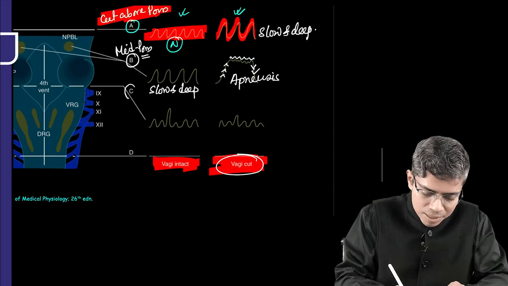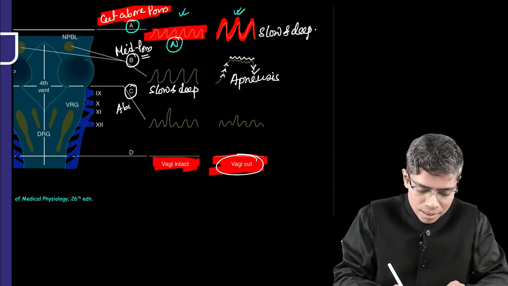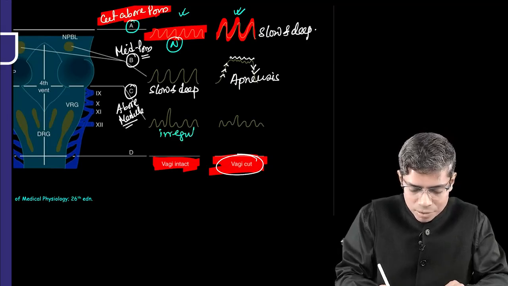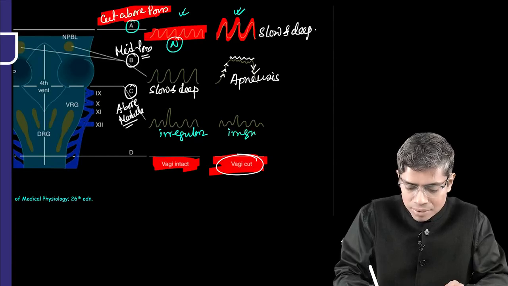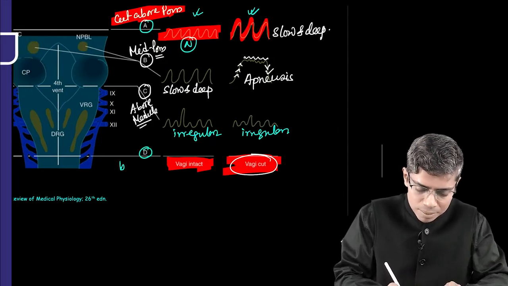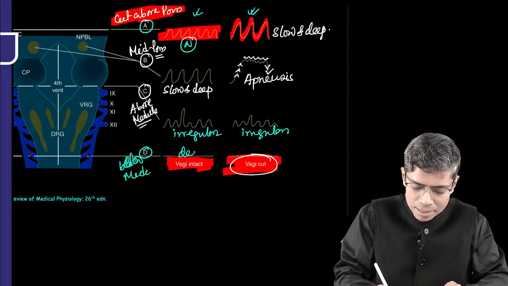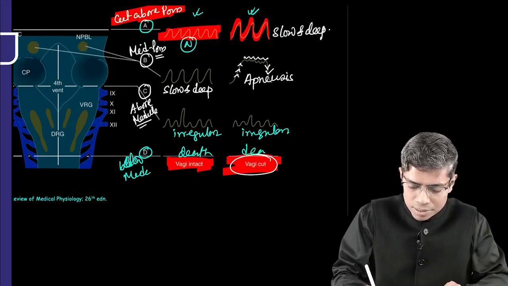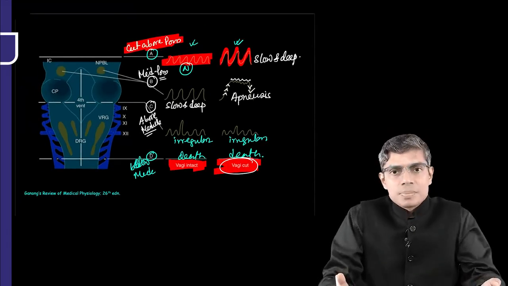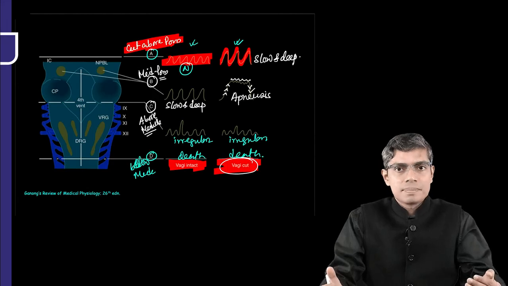And cut number C is the cut above the medulla. If you give a cut above the medulla, I told you already that there will be an irregular type of respiration. So this is also irregular respiration. Whether you cut the vagus or not, no significant effect is seen. And if you give a cut below the medulla, that means there is nothing but death. So this is all about the neural regulation of respiration, how the different neural centers are controlling your respiration.